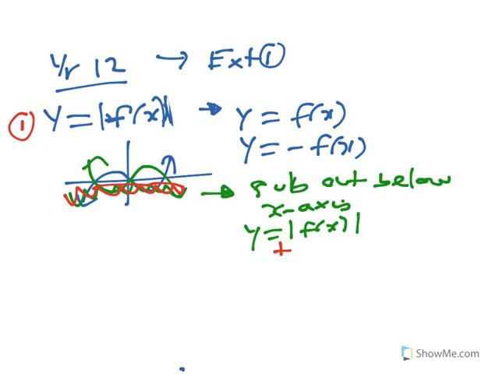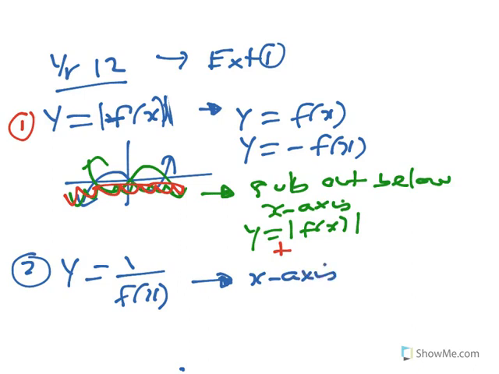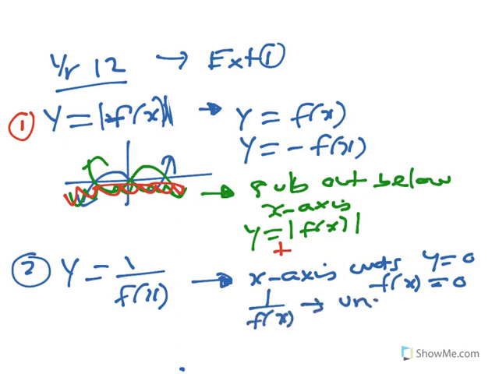Okay, alright, second thing, y equals 1 over f of x. So basically what that means is, the first thing is, on the x-axis, where it cuts, that's where y equals 0. So that's actually where f of x equals 0. So if you went 1 over f of x, it would be undefined. Where it is undefined, that's where it ends up being an asymptote.